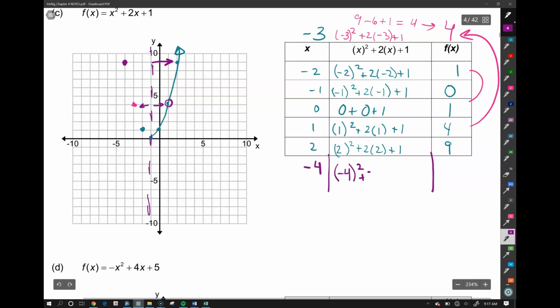-4 squared plus 2 times -4 plus 1. So that's 16 minus 8 plus 1. 16 minus 7 is also 9.